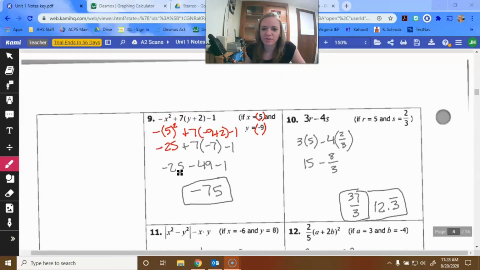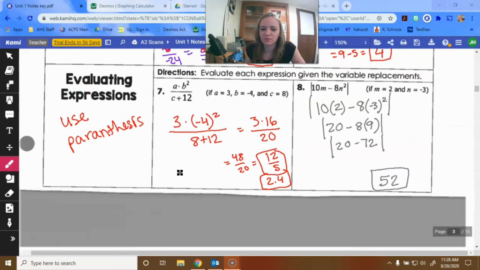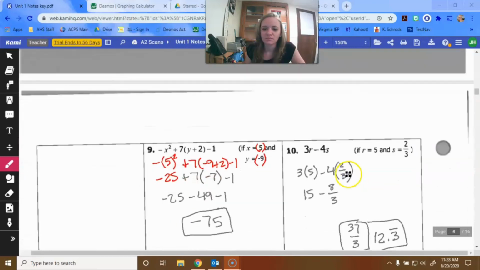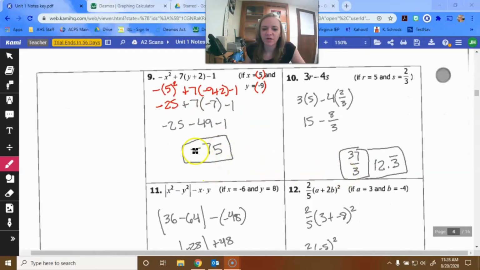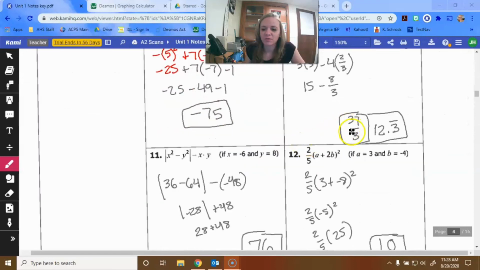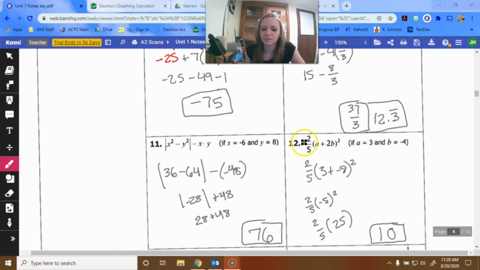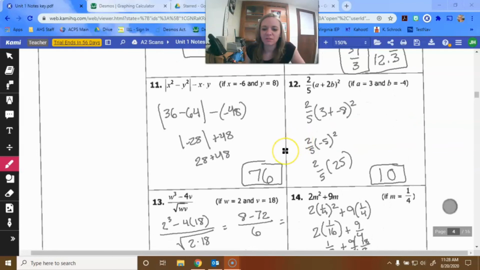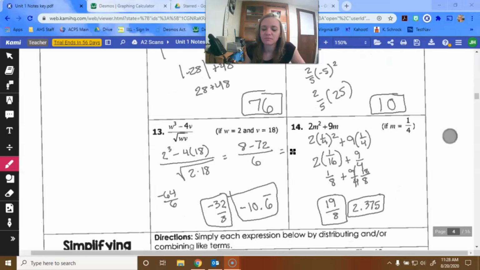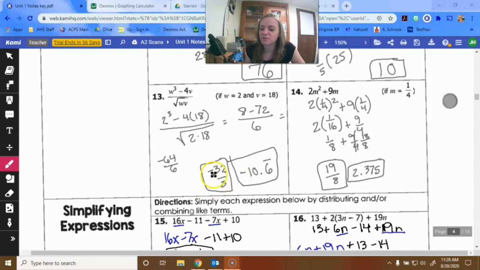Alright, so here are the solutions. Number 8 is 52. Number 9 was negative 75. Number 10, 37 over 3, or 12.3 repeating. Number 11, 76. Number 12 is 10. 13, negative 32 over 3, or negative 10.6 repeating. 14 is 19 divided by 8, or 2.375.